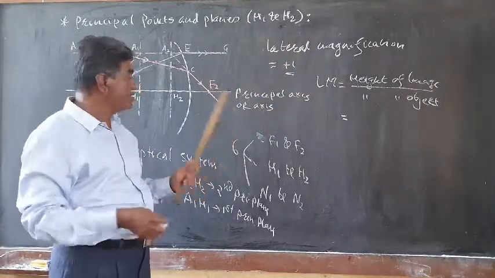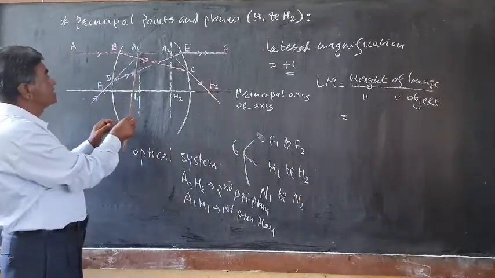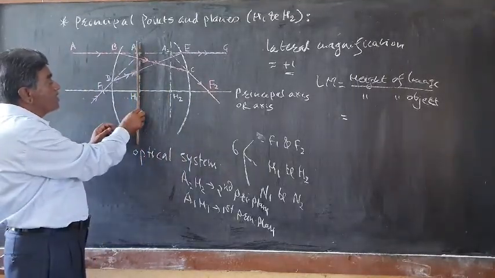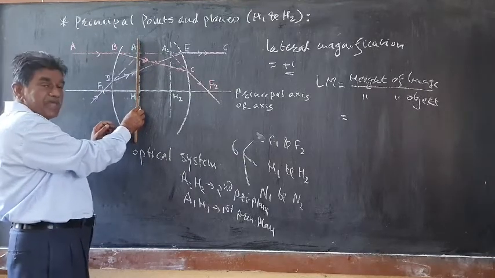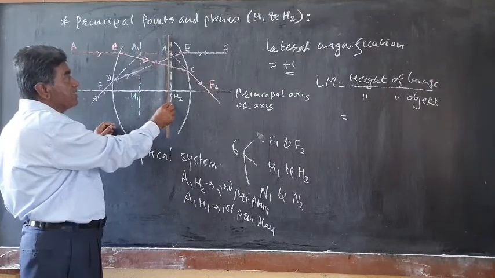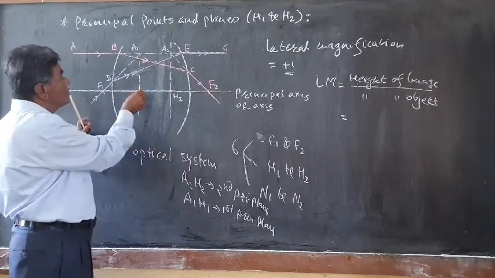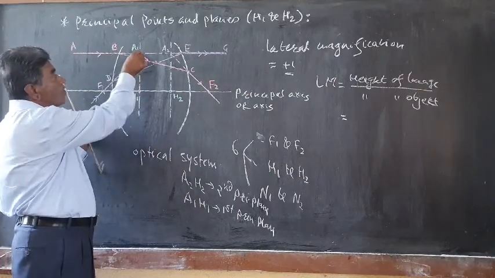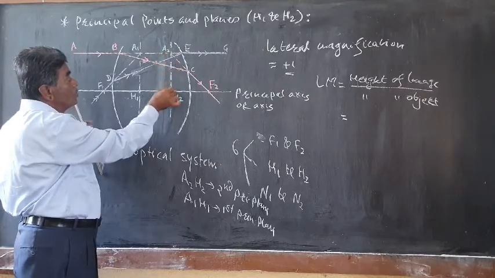In other words, these are the points on the axis such that if the object is placed at one principal point, its image of the same size is obtained on the other principal point. So suppose A1H1 is the object, then its image we are getting at S2E2.